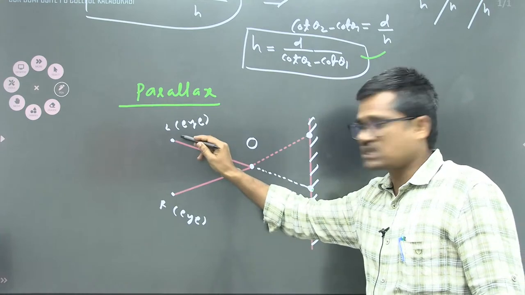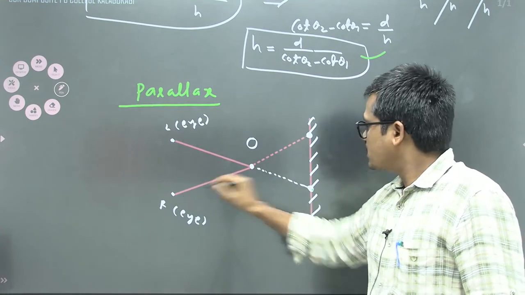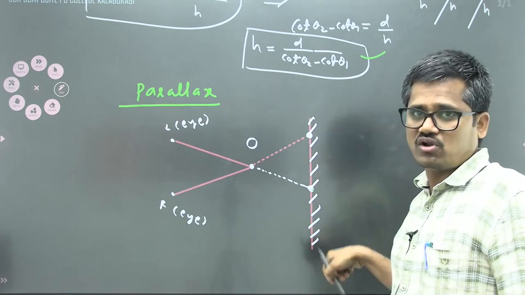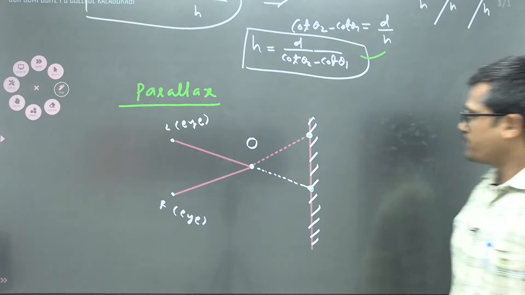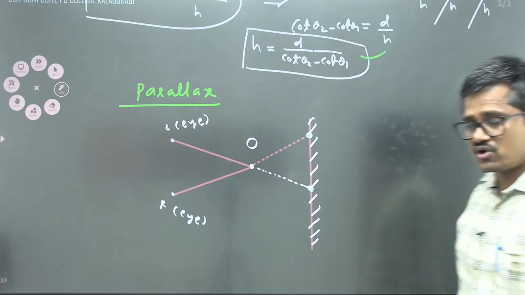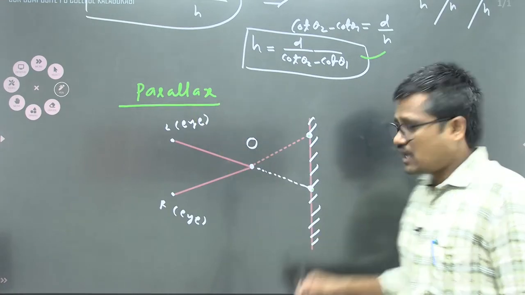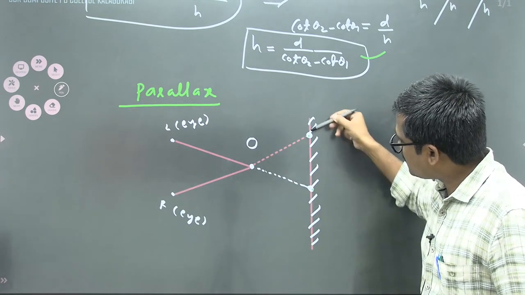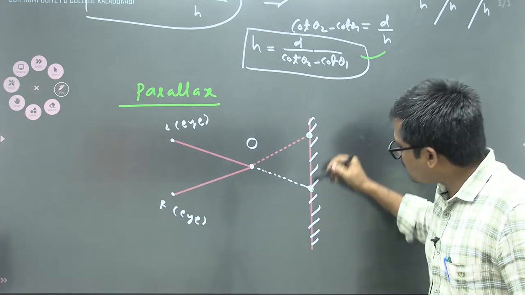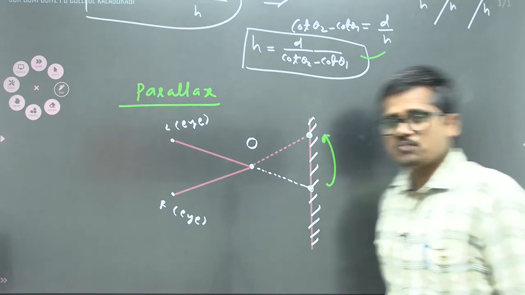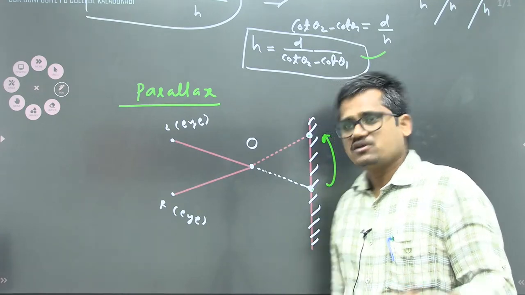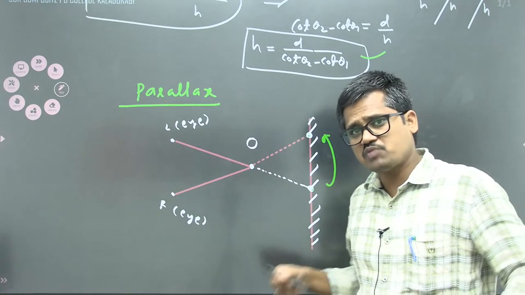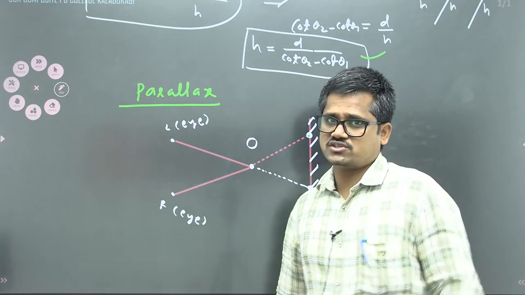By closing the left eye, if I observe from the right eye, the position of this pen appears to be, with respect to the fixed background, I am saying with respect to the wall, here. Getting my point? Therefore, what is parallax? It is the apparent shift in the position of the object, like the pen appears to be here and then later appears to be here. The apparent shift in the position of the object with respect to a fixed background when we observe from two different locations.